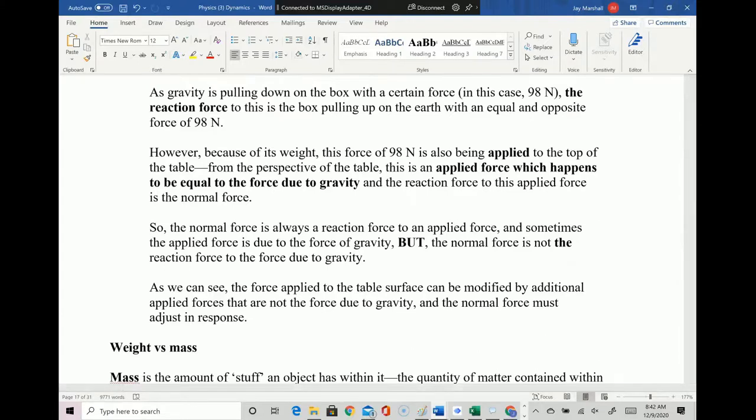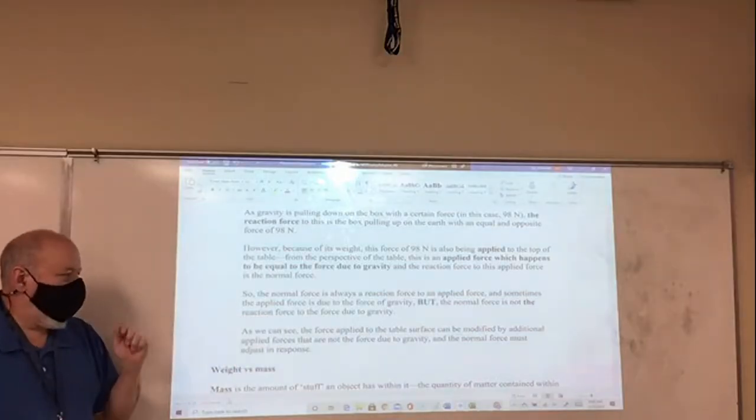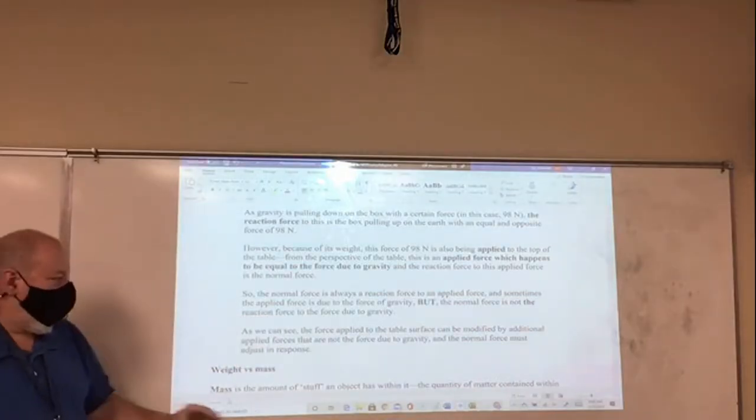and that's why Katie's question was really a good question. If it's not the box that's applying the force, it's my hand. And in that case, it's not the weight of my hand, it's the actual force that I'm pushing down on the tabletop with. Okay? So the normal force is always a reaction force to an applied force, and sometimes the applied force is due to the force due to gravity, but the normal force is not the reaction force to the force due to gravity.